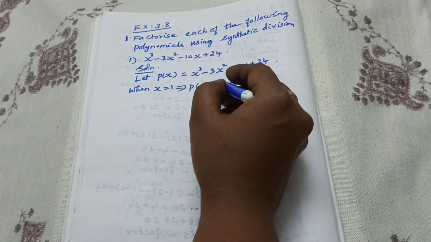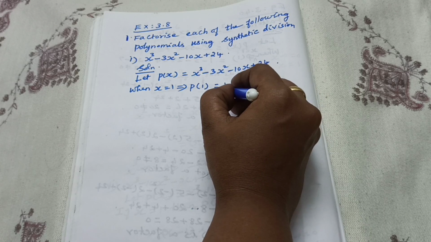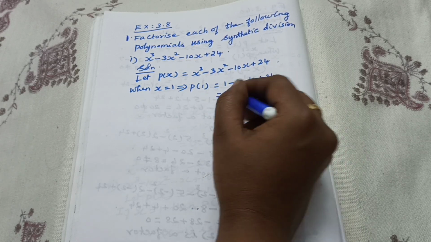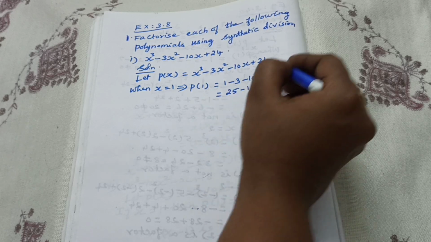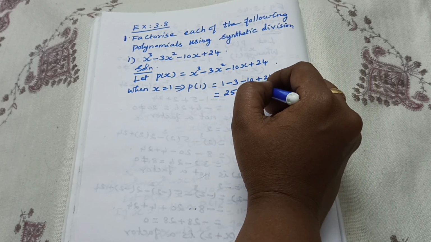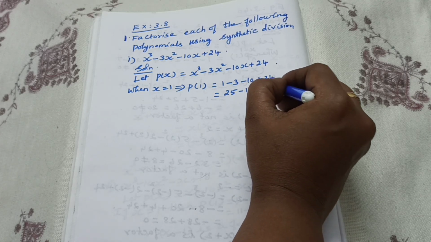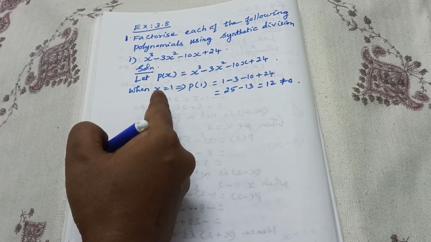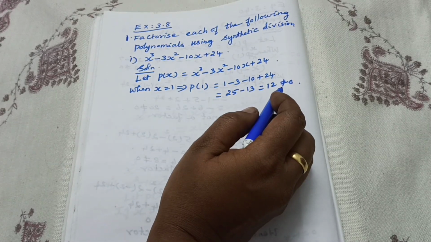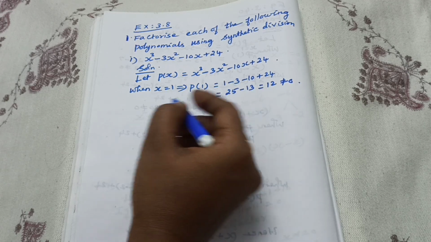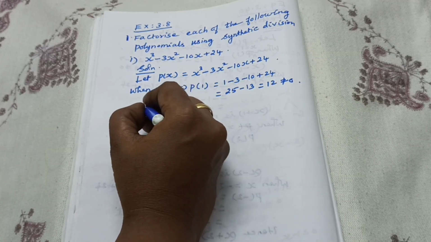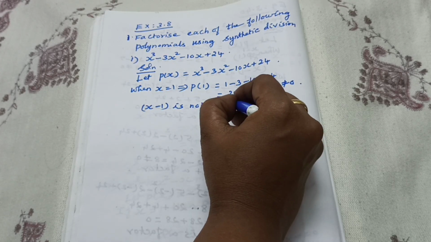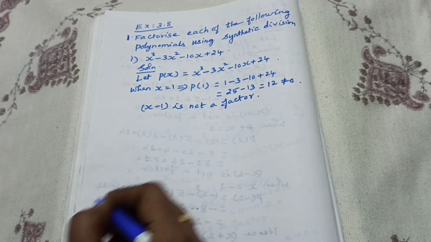Okay, these two add it here. 1 and 24 is 25. Okay, minus 13. Minus 13 is equal to, these two add it. What's the value? 25 minus 13 is 12, isn't it? This is not equal to 0. Therefore, which is not a factor? 1 substituted time, we did not get 0. Okay, so very good. X minus 1 is not a factor.